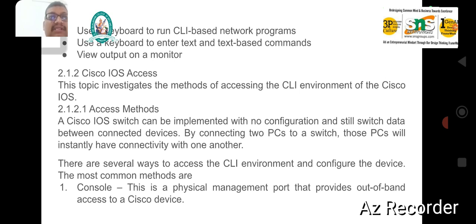Cisco IOS access. This topic investigates the methods of accessing the CLI environment of the Cisco IOS. Next one, access methods. A Cisco IOS switch can be implemented with no configuration and still switch data between connected devices. By connecting two PCs to a switch, those PCs will instantly be connected with one another. There are several ways to access the CLI environment and configure the devices. The most common methods are the console method, the physical management port that provides out-of-band access to Cisco devices.